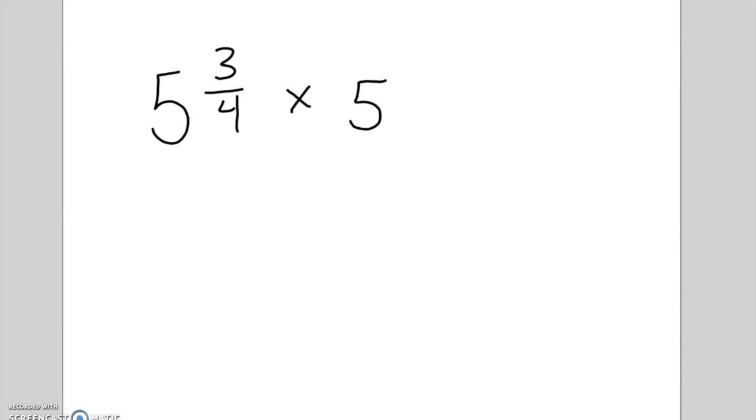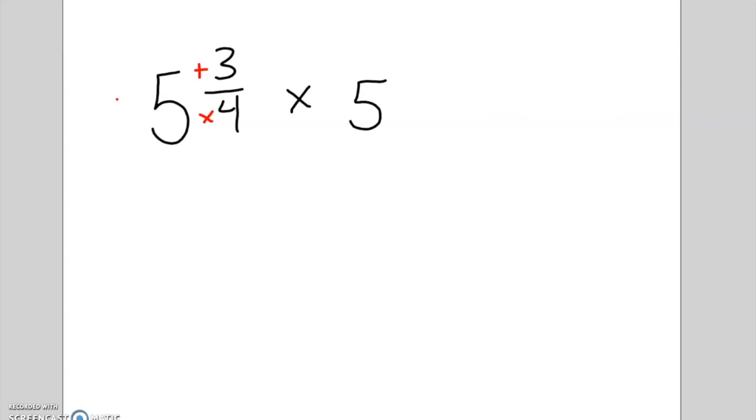Okay, class, today we'll be multiplying a mixed number by a whole number. Okay, so how do we do this? Well, what we have to do is turn our mixed number into an improper fraction. Now, we've done this for the last couple of chapters. Remember how we do this? We multiply this and add this. And the bottom stays the same, right?